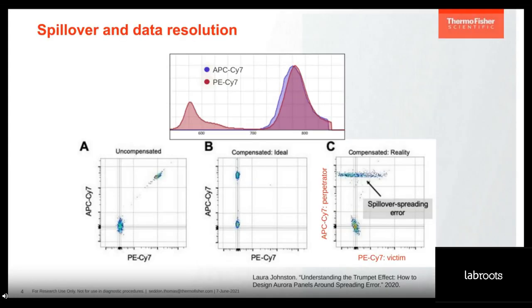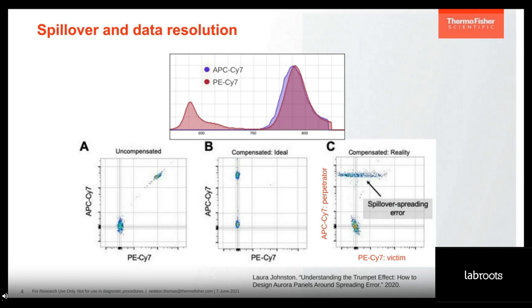In addition to that, when you're building out a large panel, this is showing a single color with APC-Cy7, and in part A it's showing the uncompensated data, from the University of Chicago blog, looking at what is happening in terms of spread. Uncompensated, it looks like PE-Cy7 would also be expressed. Part B shows ideally what would happen if you had compensated properly. It looks like everything is expressed in APC-Cy7, and there's no change in the background for PE-Cy7.